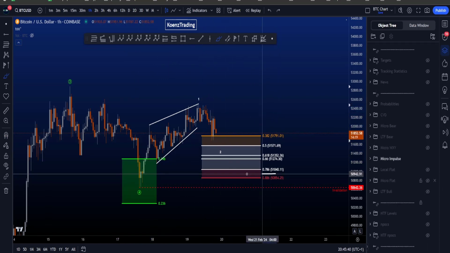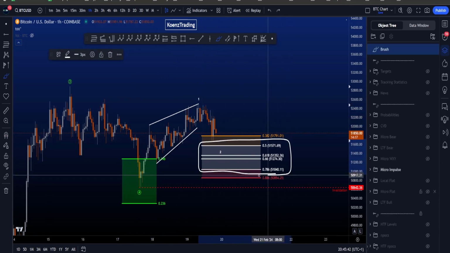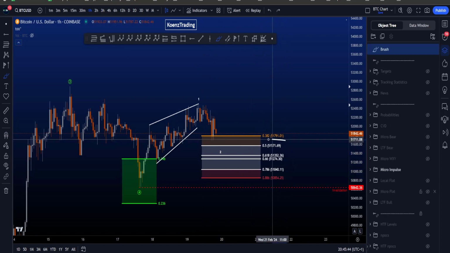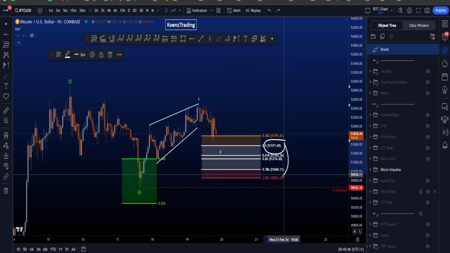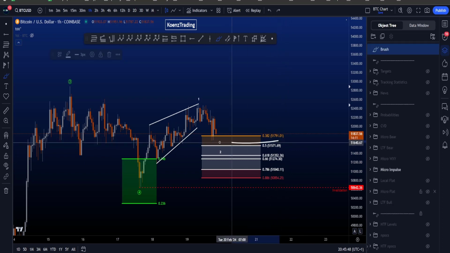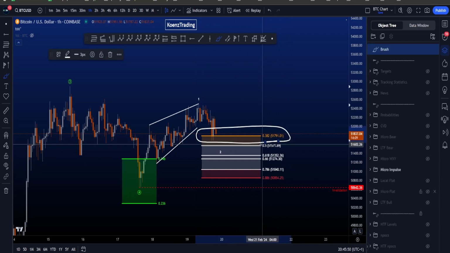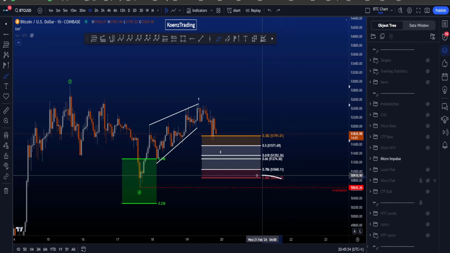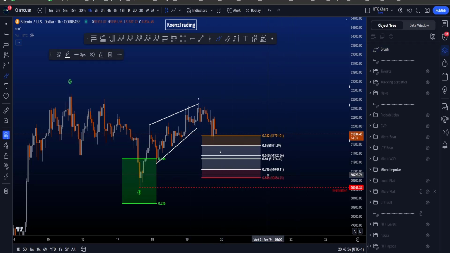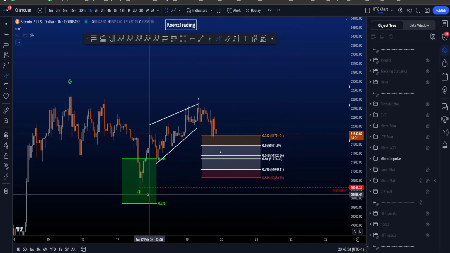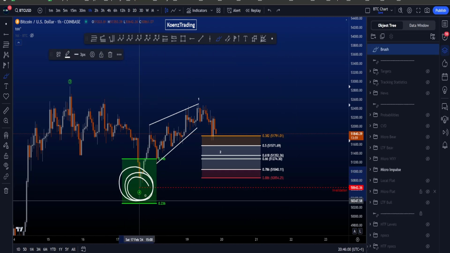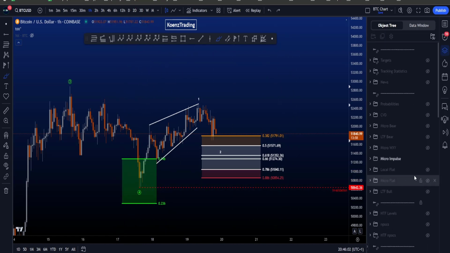Wave 2 common target area is between the 0.5 and the 0.786, which gives you a target between 51.6k and 51k. The 0.382 is a less common target for a wave 2, sitting at 51.8k, and a rare target for a wave 2 is the 886 at 50.8k, with the invalidation for this scenario being price taking this low.